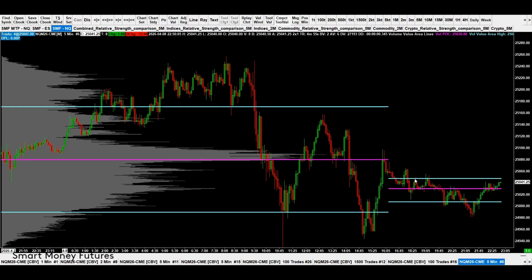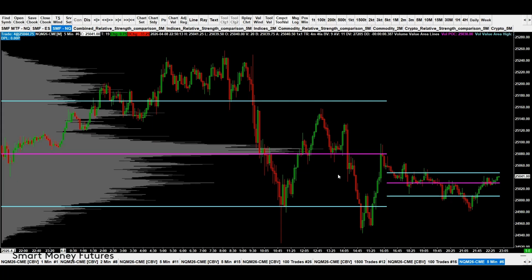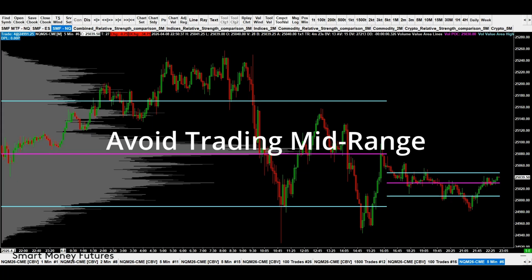Price may move away from it temporarily, but the auction is still balanced and it can get pulled back to that area. Now, that does not mean you blindly buy or sell the POC. That is a retail rookie mistake. The POC is not a signal by itself. It is merely context. It tells you where the market has done the most business. It tells you where the participation was strongest. It tells you where the market may perceive fair value. And that matters because trades initiated near fair value are often lower quality unless you have a very specific reason and confirmation. Mid-range trades are often where traders get chopped up.